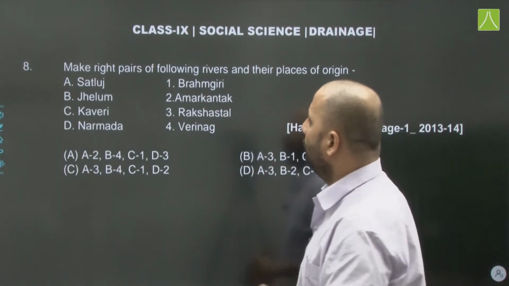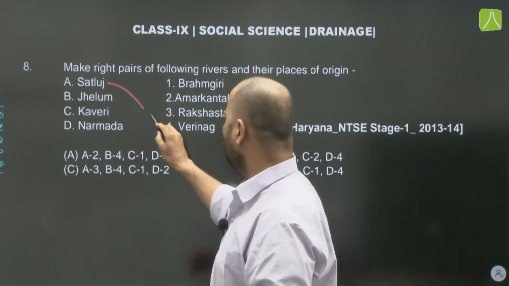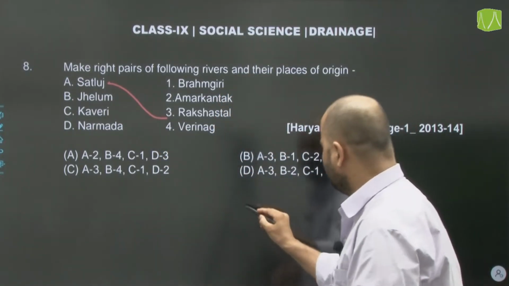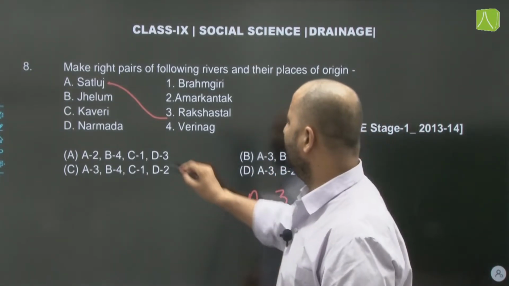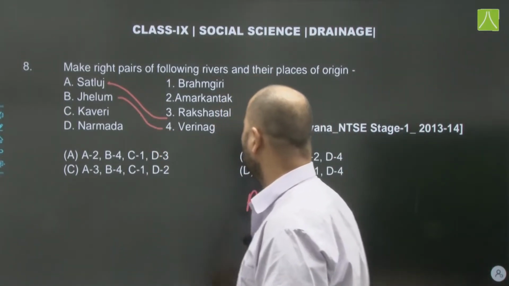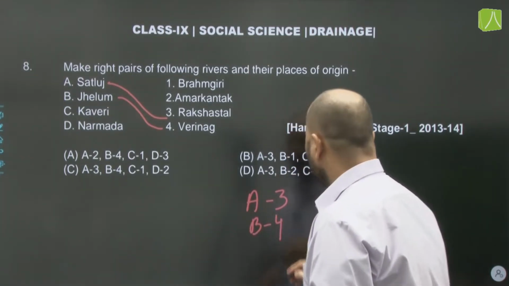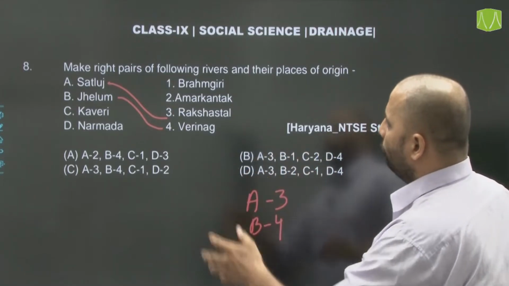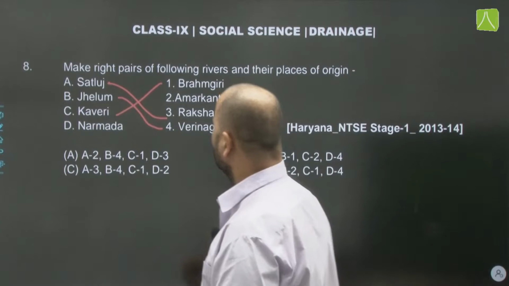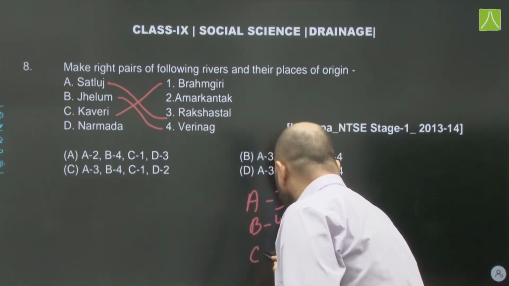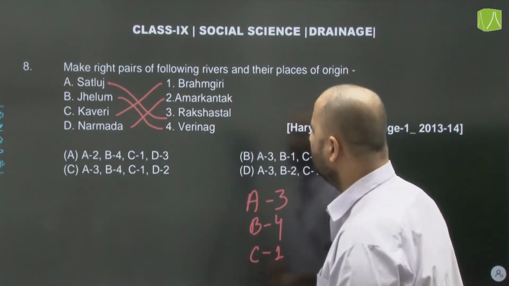So, let us start with the first one, probably Satluj. Satluj originates from Rakshastal, so that is A, we have 3. Jhelum, Jhelum originates from Verinag, that is B is 4. Then we have Kaveri, Kaveri originates from Brahmagiri, so C is 1. And finally, Narmada originates from Amarkantak, so D is 2.